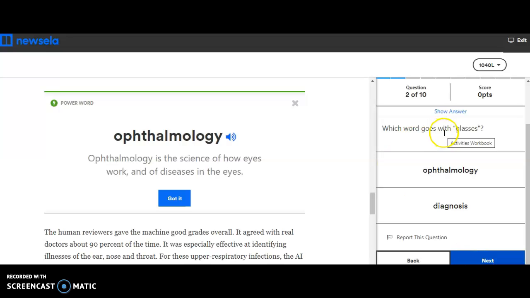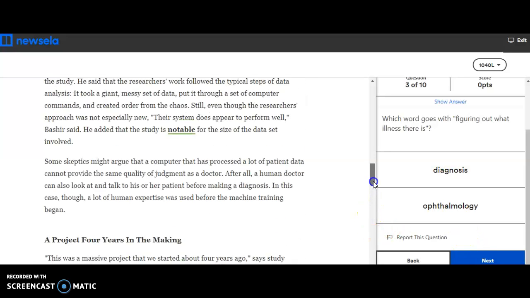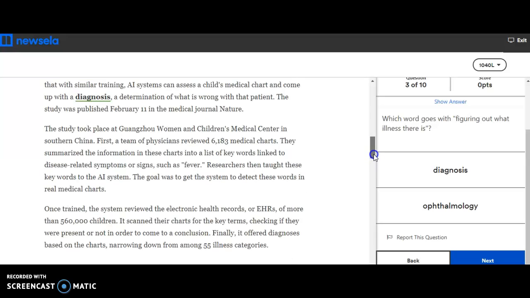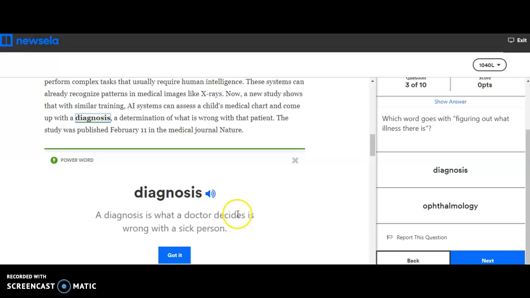Question number 2, which word goes with glasses? Ophthalmology or diagnosis? Well, again, ophthalmology, eyes. You should be able to figure that out. Which word goes with figuring out what illness there is? Diagnosis or ophthalmology? Remember, go back and find that word. Diagnosis means when a doctor decides what's wrong with a sick person. So which word is it?